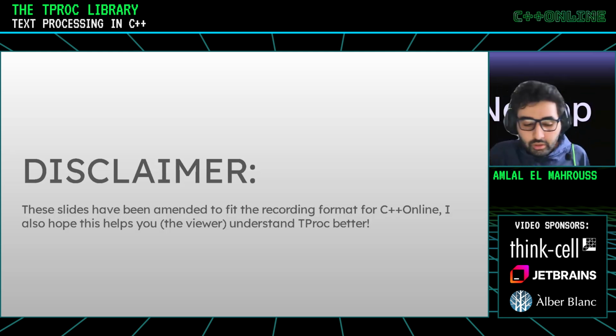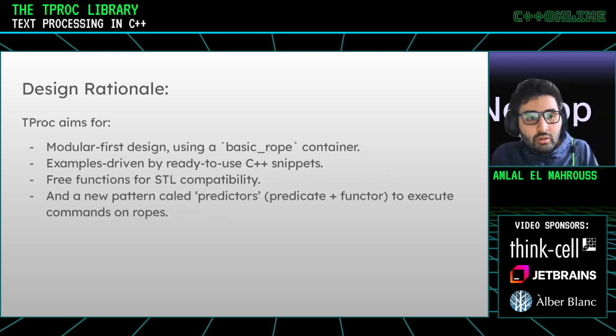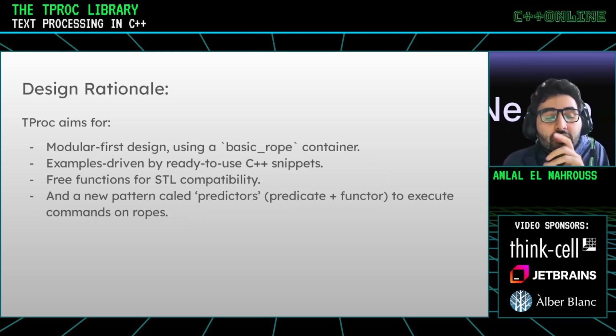Anyways, aside from that, we're going to go to the next slide, which is the design rationale. Using the design rationale helps us better understand how the library works and what its purposes are. So the design rationale has these 4 bullet points.